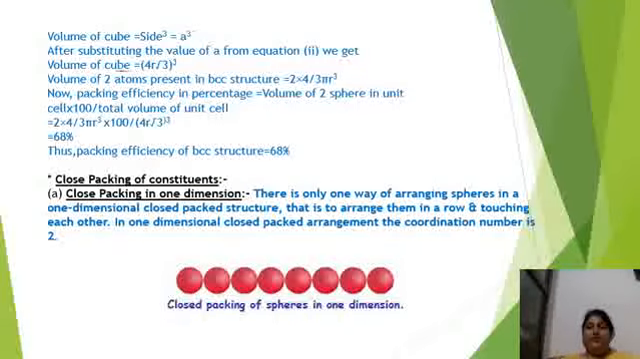Again the volume of cube is 4R upon root 3 whole cube, and it has 2 atoms, so it will be 2 into 4 by 3 pi r cube. After putting the values, we got the packing efficiency 68%. 68% means packing efficiency is 68%, while the free space will be 100 minus 68, that is 32%.